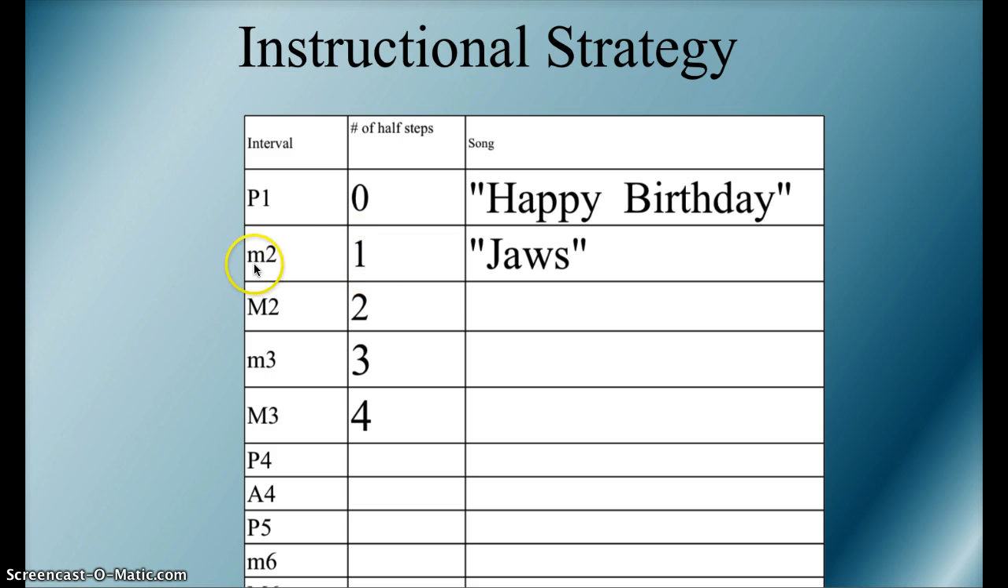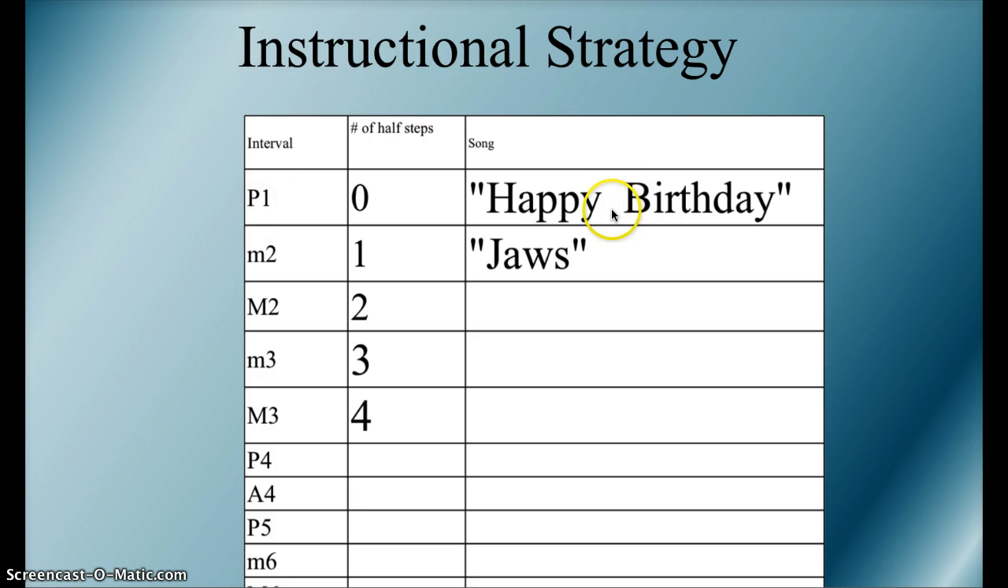An easy way to do that is count the number of half steps. If there's one half step, it's always a minor second. If there's two half steps, it's always a major second. Three is minor third, so on and so forth. And then the last aspect we have of our chart is when we are orally trying to identify intervals, songs come into play. So how can you identify a perfect unison?